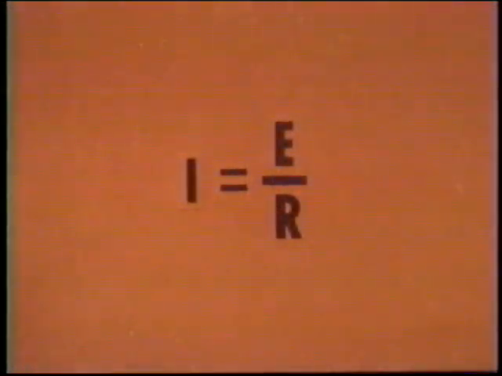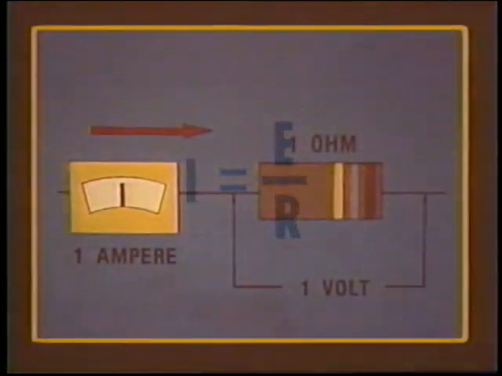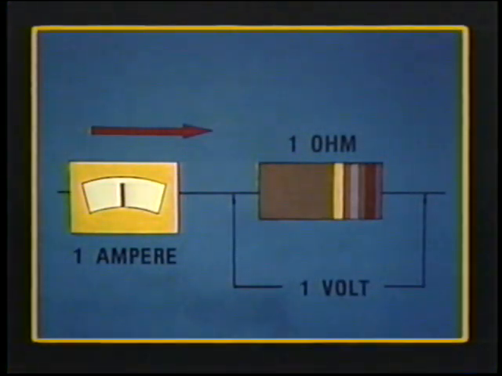Using this law, we can find current in a circuit by dividing the voltage by the resistance. As a formula, this is I equals E divided by R. When 1 amp of current flows through a resistance of 1 ohm, there will be 1 volt of pressure difference generated.